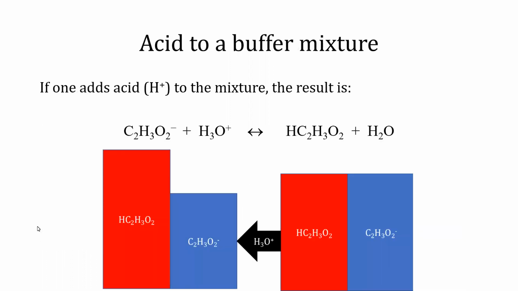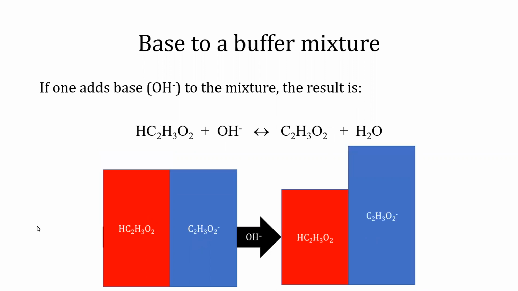If one adds acid, or H+, to the mixture, the result is C2H3O2- plus H3O+ in a reversible process forms HC2H3O2 plus H2O. If one adds base, OH-, to the mixture, the result is HC2H3O2 plus OH- in a reversible process forms C2H3O2- plus H2O.